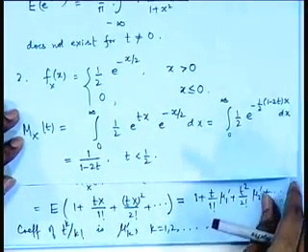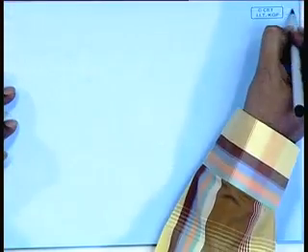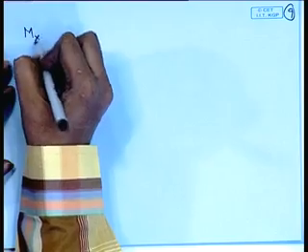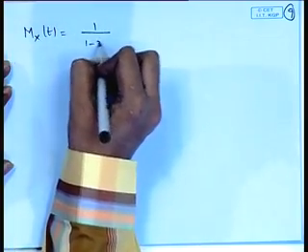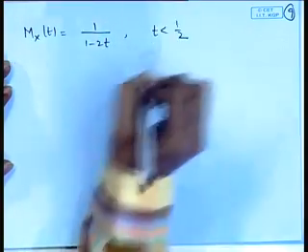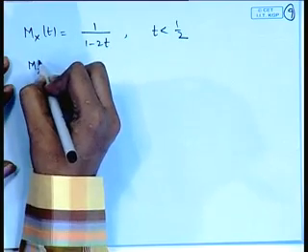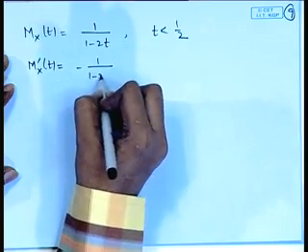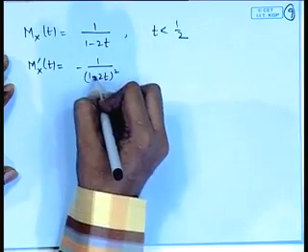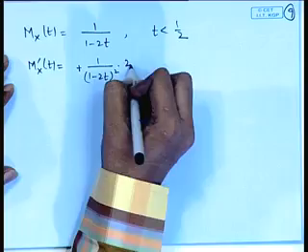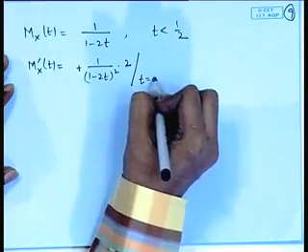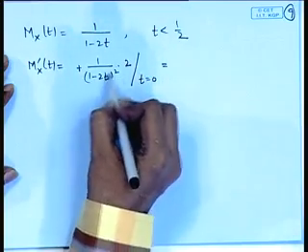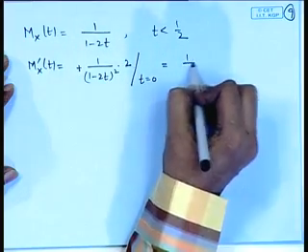Let us consider this example where M_X(t) is equal to 1 divided by 1 minus 2t for t less than half. Let us consider the derivative of this. So, that is equal to minus 1 by (1 minus 2t) square, then minus, so it becomes plus, and then you are multiplying 2. You put t equal to 0 here, that is equal to 1 by 4 and 2, so it is half.